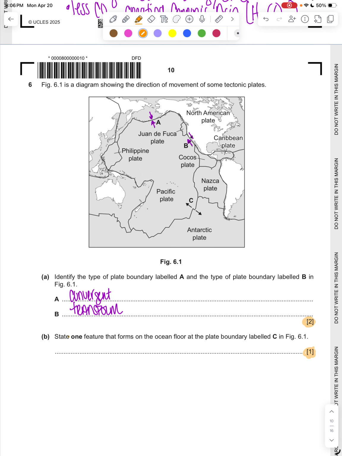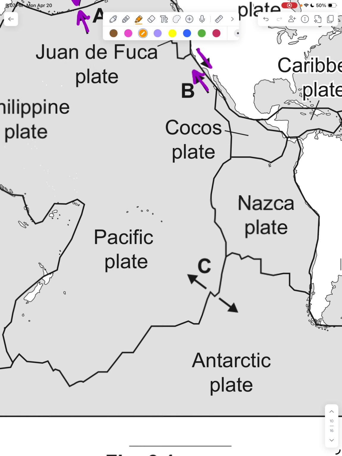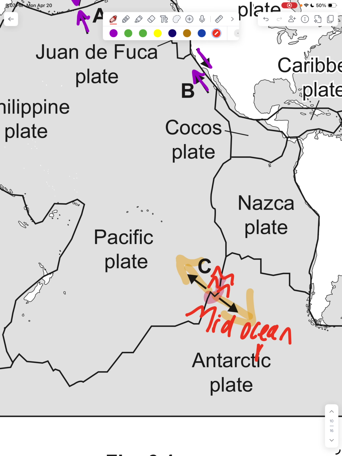Now we have state one feature that forms on the ocean floor, a plate boundary labeled C. C is moving apart from each other. And so here we're going to have magma coming up and solidifying on both sides, causing a mid-ocean ridge.